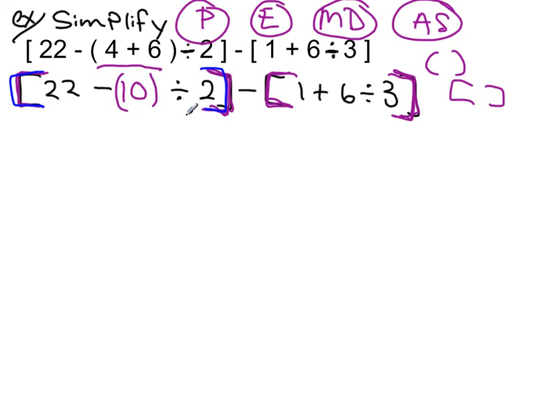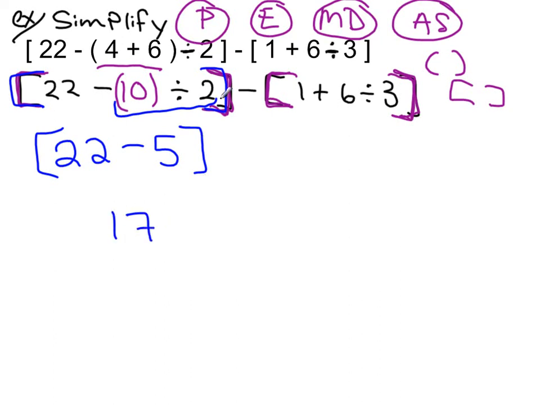Inside the brackets, I have to follow order of operations. There are no exponents, so I move on. Multiplication and division from left to right. So I start from the left. This is subtraction. Don't do it yet. We're in multiplication and division, and we have 10 divided by 2. That's 5. So I have 22 minus 5. I still have to simplify that because I'm still in the square brackets. Multiplication and division are done, but now I have to do addition and subtraction, and 22 minus 5 is 17. So that's it for those square brackets.